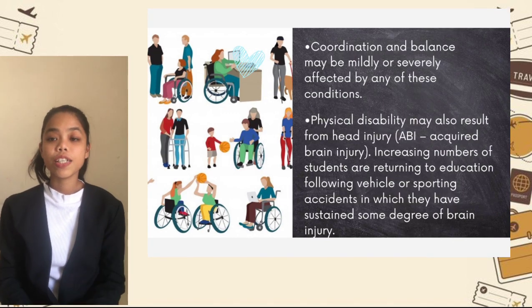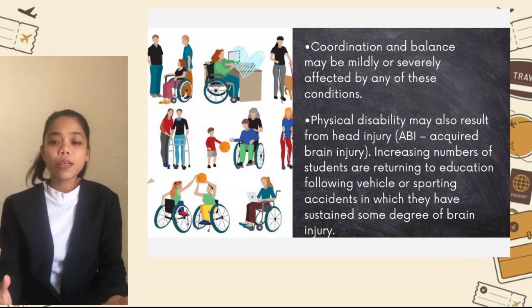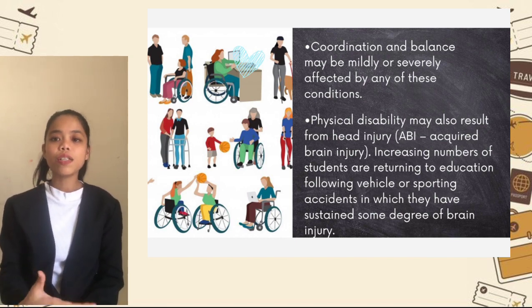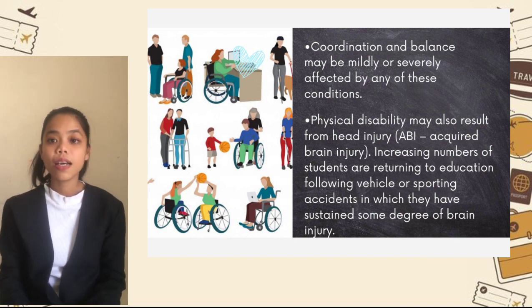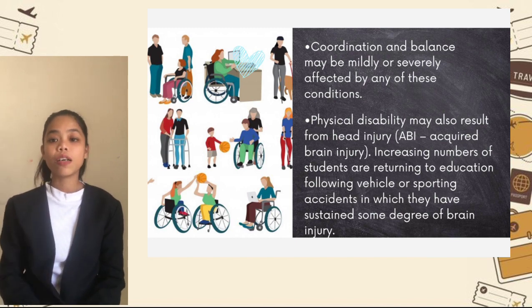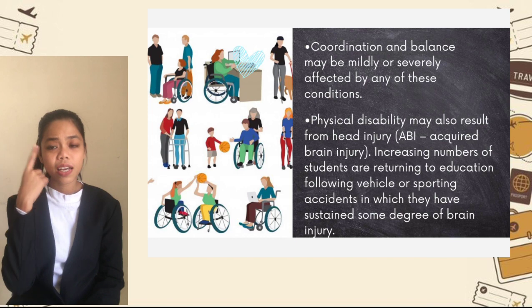So, coordination and balance may be mildly or severely affected by any of these conditions. Movement may be impaired by muscle spasms or numbness or pain. So as a consequence, both manipulation of equipment and writing may be difficult. Some students use wheelchairs to enhance their mobility, while others will walk with the aid of calipers, crutches, or a walking stick. Some students may experience chronic fatigue, and for others, there will be extreme fluctuations of energy from day to day.